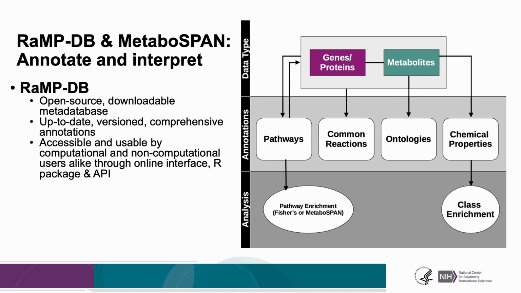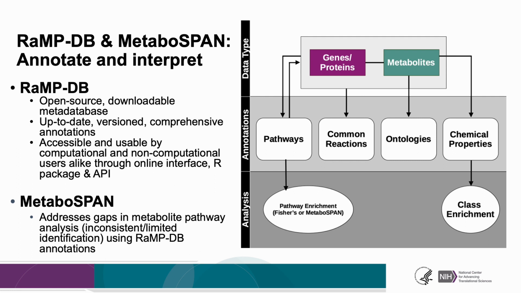RaMP-DB, or the Relational Database of Metabolic Pathways, is an open-source downloadable metadatabase that harmonizes annotations from a variety of open-source databases for functional annotations of both metabolites and genes. RaMP-DB is constantly being developed, and as such is up-to-date, versioned, and contains comprehensive annotations from its source databases. RaMP-DB is designed to be accessible and usable by both computational and non-computational users, either through our online interface or through our R package and API combination.